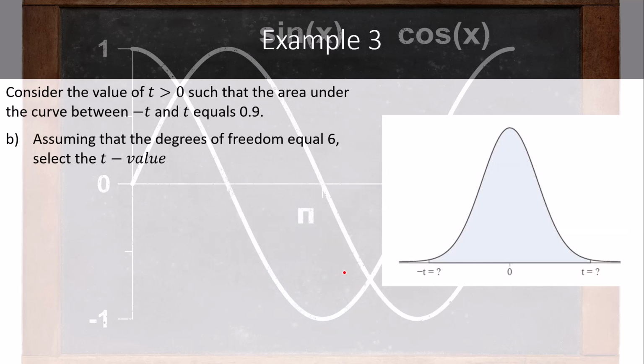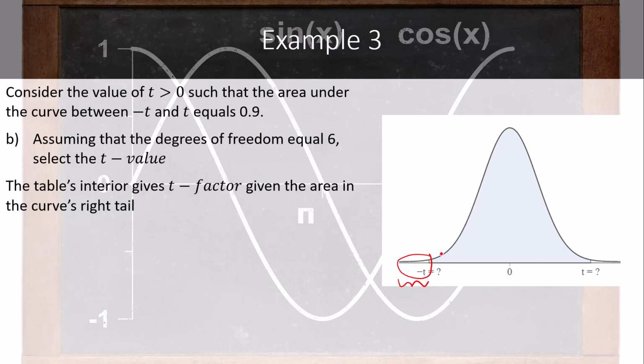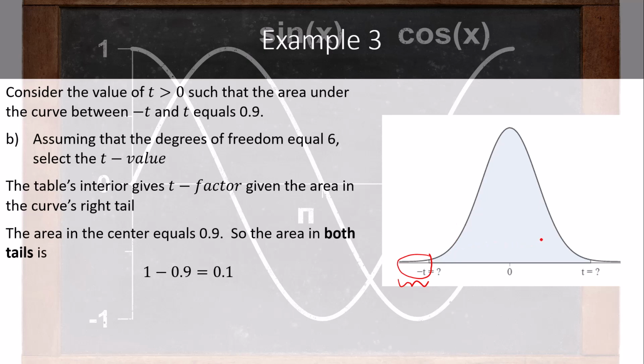Now, to actually figure this out, we need to figure out the area under one of these tails. Because remember, for our table lookups, we are given this particular area, and it finds t for us. So we cannot use this area directly. We have to use this area to compute what the area is here or there. Now, remember, the area under the entire curve is equal to 1. So if the area in the center is equal to 0.9, then the area in both of the tails is going to be 0.1.